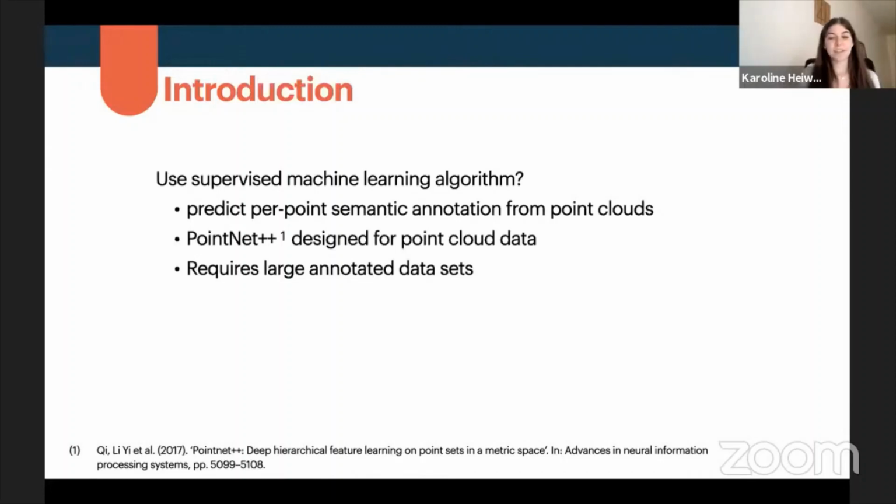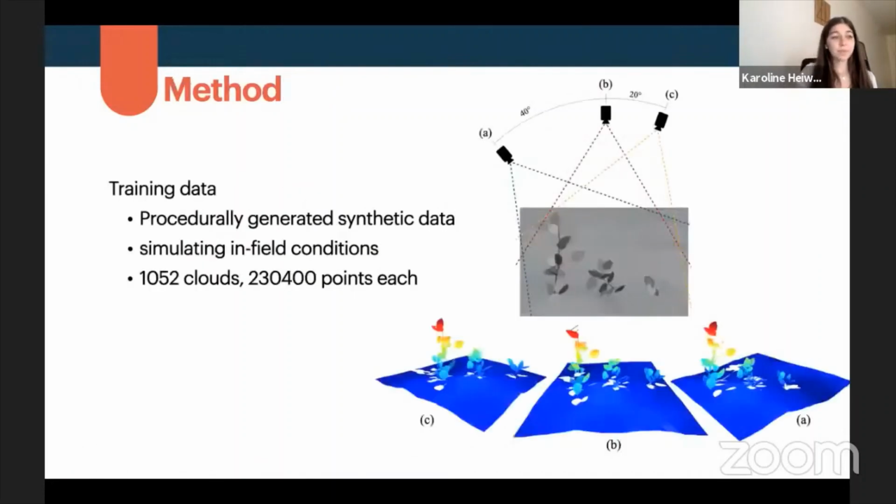So for this study, instead, we procedurally generated a synthetic data set of tomato plants and then we recorded point clouds of those synthetic tomato plants in simulation, mimicking the perspective that an RGBD sensor mounted to a robot in the field would have of the plants, including different viewing angles and realistic occlusion patterns.